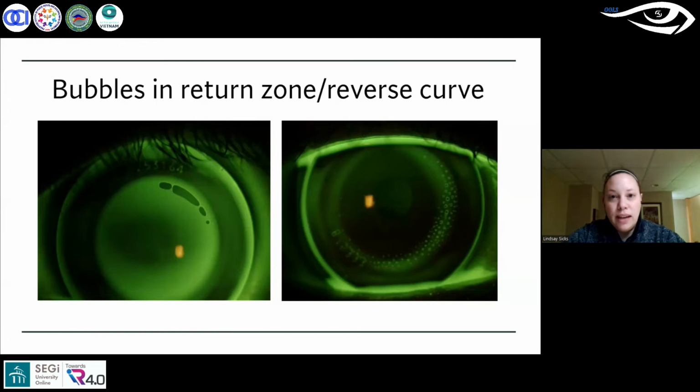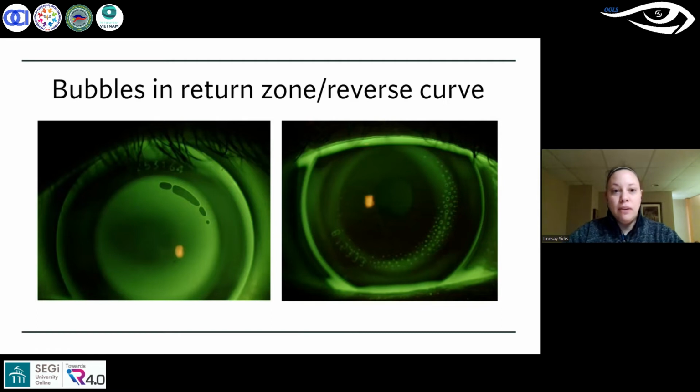And the majority of the time, I think it's either a solution issue, which can cause this very pretty looking dimple veiling, like what you see on the right-hand side. Sometimes with our more viscous solutions, I see this. Or you can see that bubble like what you see on the left side. And you want to be on the lookout for how much of that return zone or reverse curve your bubble takes up, okay? On initial dispense, if it's just a few bubbles here or there, honestly, if you leave the lens on and walk away for 10 minutes and come back, a lot of times those bubbles are gone.